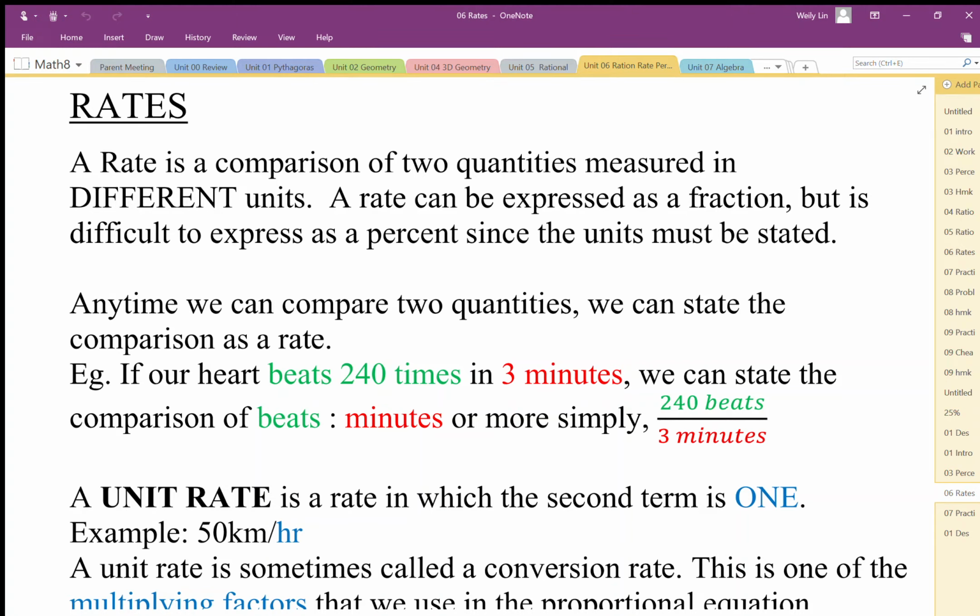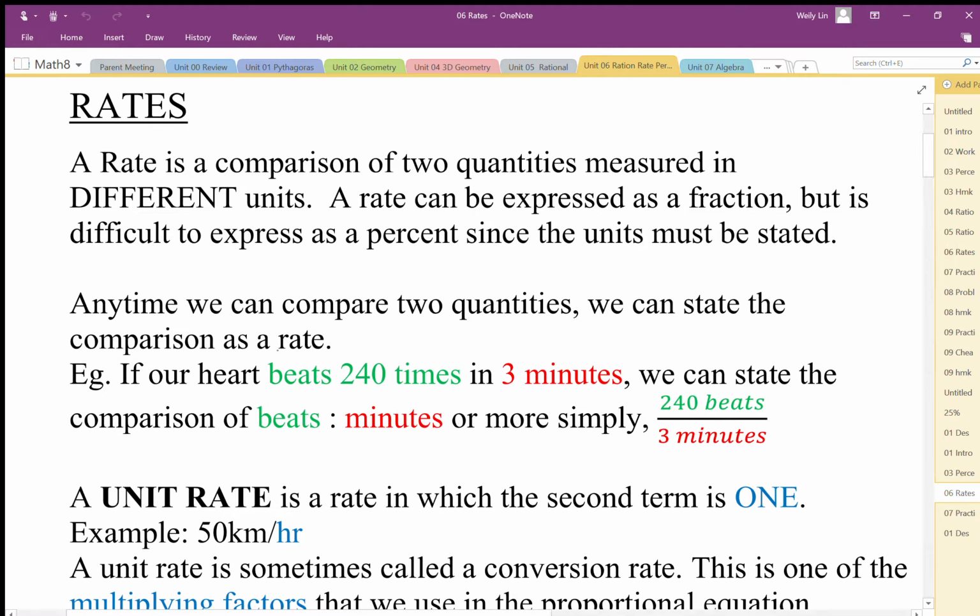Rates are essentially ratios, but they are ratios that compare two different quantities, or quantities which are measured with two different units. And a rate can be expressed as a ratio. It can also be expressed as a fraction, but it is difficult to express as a percent since the units must be stated, and percent usually does not have units. So anytime we compare two quantities, we can compare this as a rate.